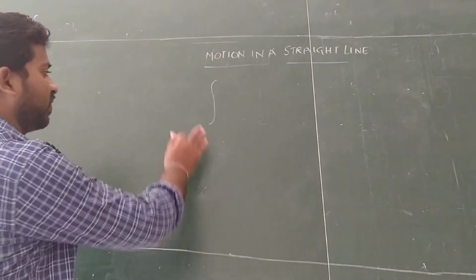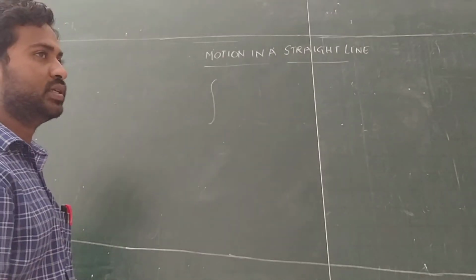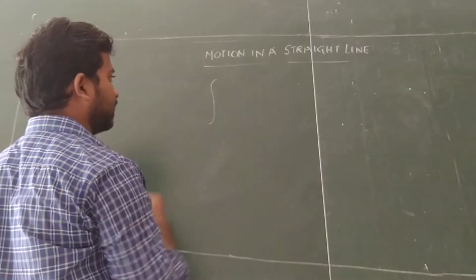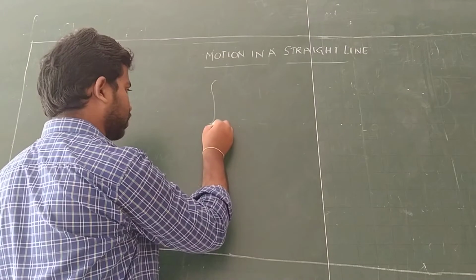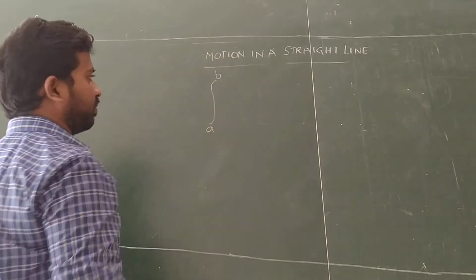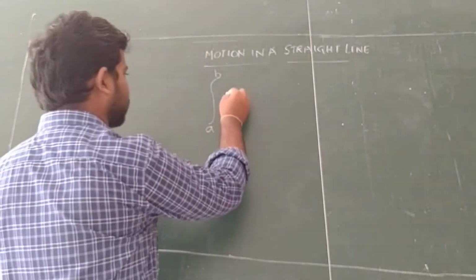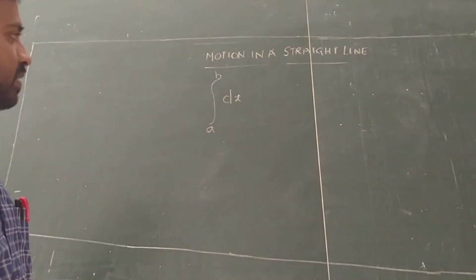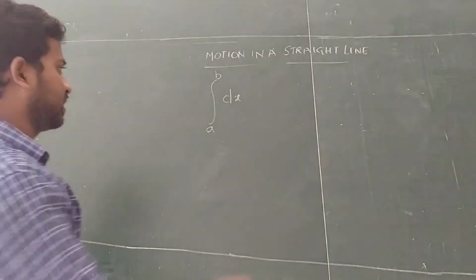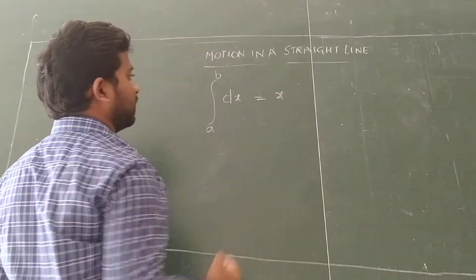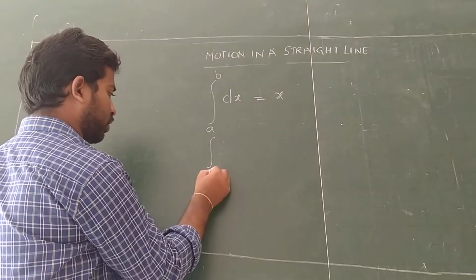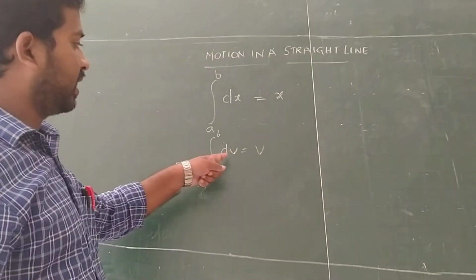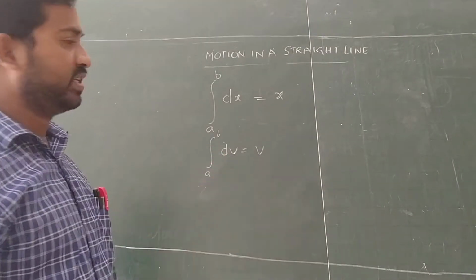It is a symbol for integration. Here I am using only some formulas, and you can just remember those formulas. For example, for integration I choose a as the lower limit and b as the upper limit. The integration of dx, where d means derivative, is nothing but x. And the integration from a to b of dv is v. Why? Because d and integration cancel each other and v is left.